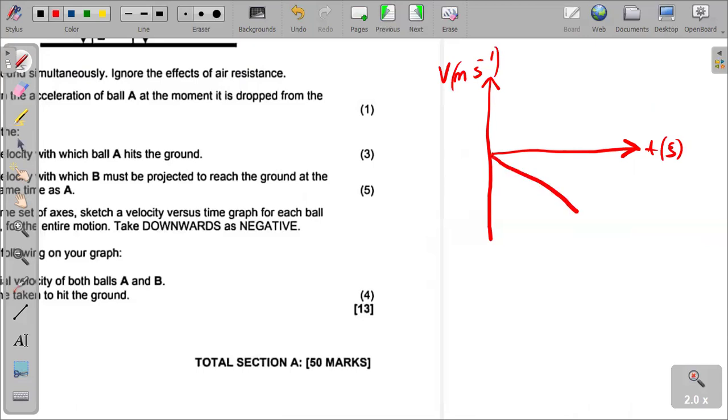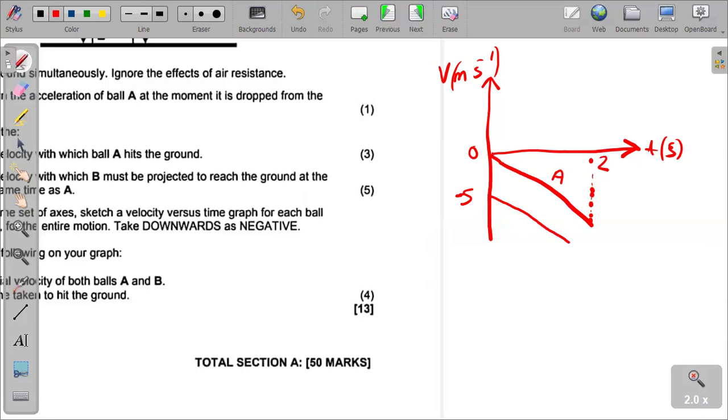That marks A. Then how long did it take to hit the ground? The time it took was 2 seconds. So we shall indicate our 2 seconds here, and of course our 0 here. Right, that marks A. So we label this graph as A. Then B started with a velocity of 5 meters per second. So taking downwards as negative, it means we are going to start with a negative 5 meters per second. So there it is. That's ball B now.